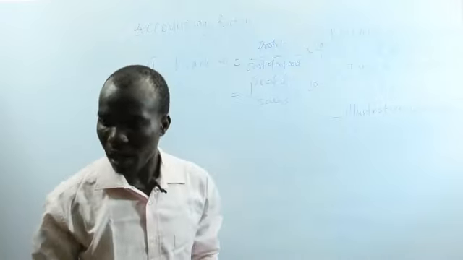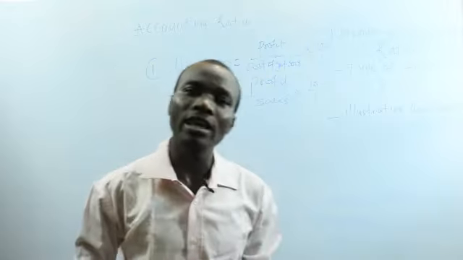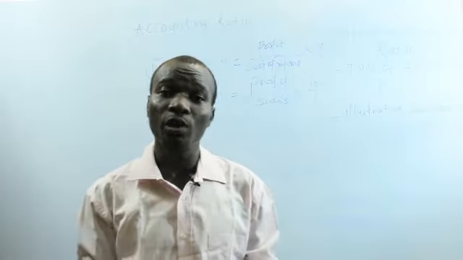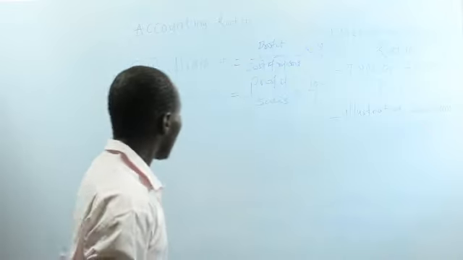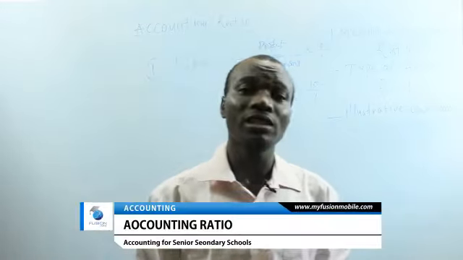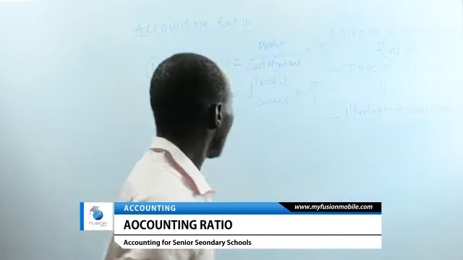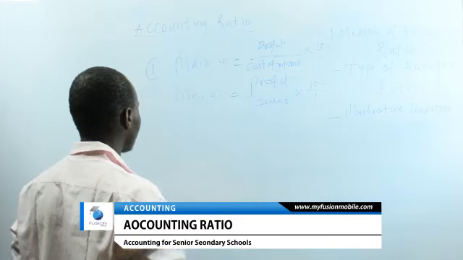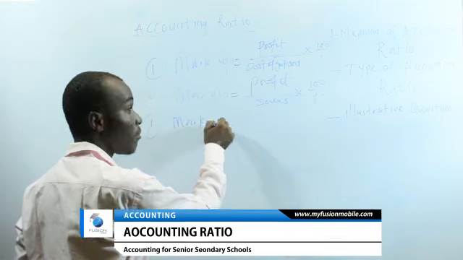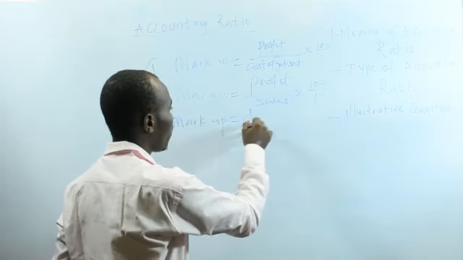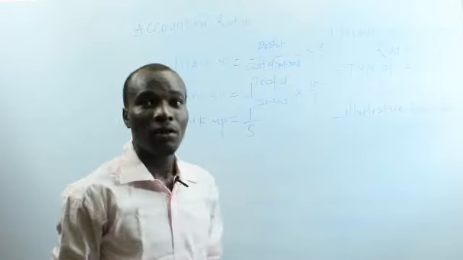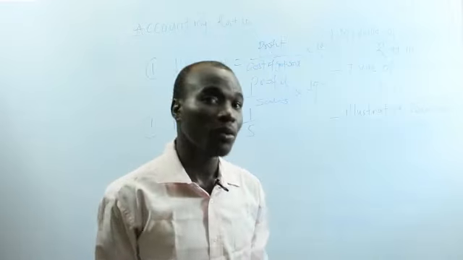The relationship between the markup and the margin. Since the markup is the profit expressed as a percentage of cost of goods sold, or the relationship between profit and cost of goods sold, we can actually derive our markup from the margin, or we can also derive our margin from the markup. So when we have markup equals 1 over 5, we can derive the margin from the markup.